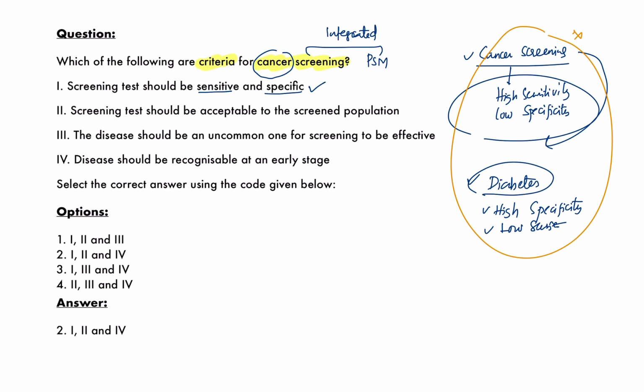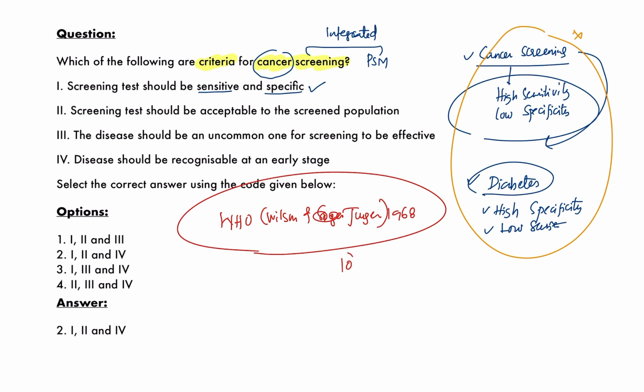For a disease, there is a specific criteria. We call this criteria the WHO Wilson and Jungner criteria, which was laid down in 1968. There are 10 important classic criteria. I will not discuss these 10 here.